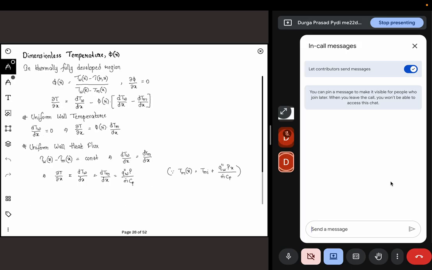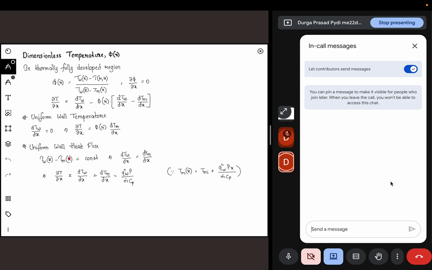Now we will have the two different cases that we have derived before: uniform wall temperature and uniform heat flux. When it is uniform wall temperature, dTw/dx will be equal to 0. So you have ∂T/∂x equal to Cr times dTm/dx. And when it is a uniform wall heat flux, then we know that Qw' is h times (Tw minus Tm). And we are using another fact here.